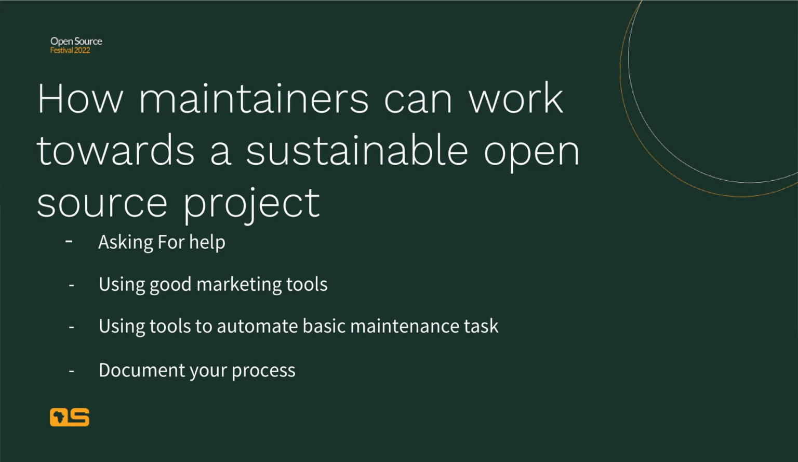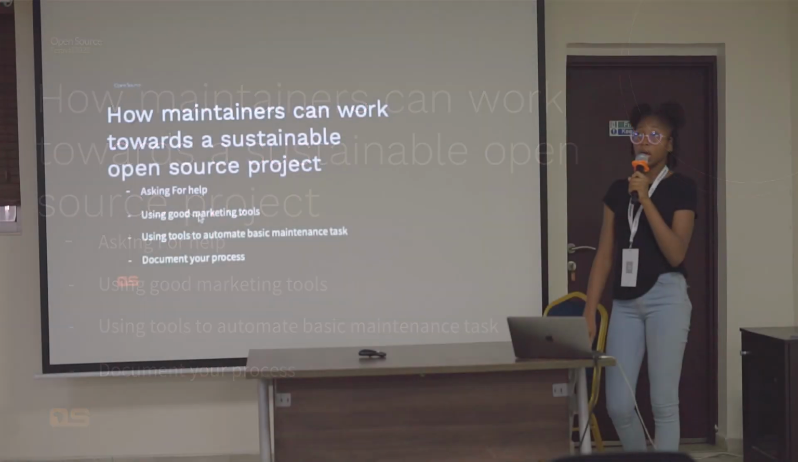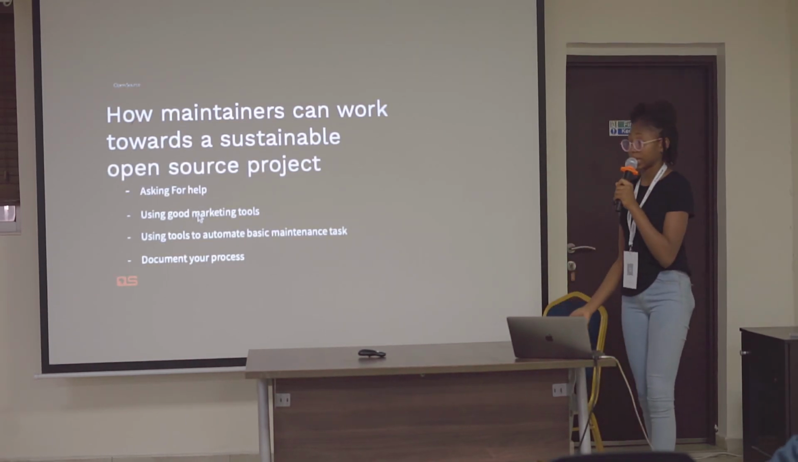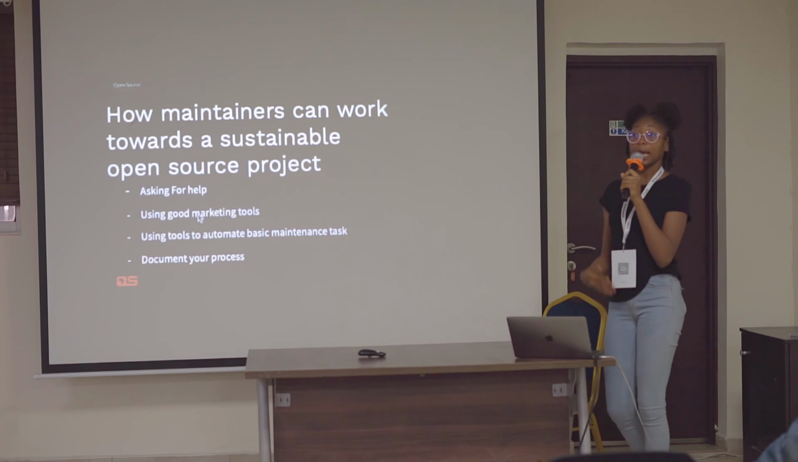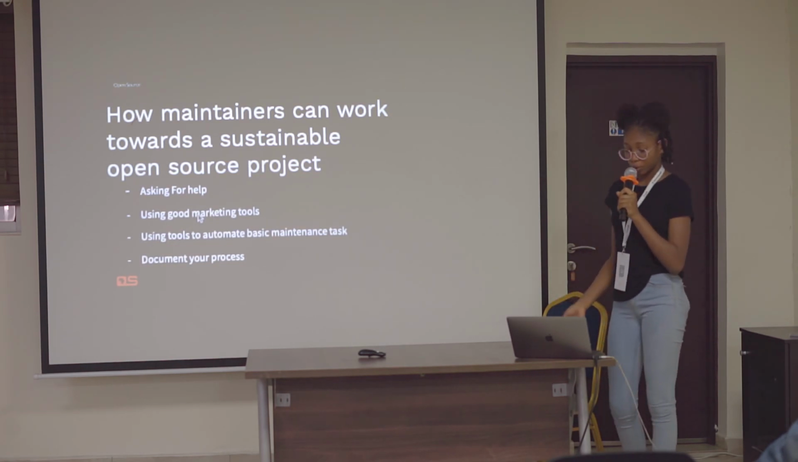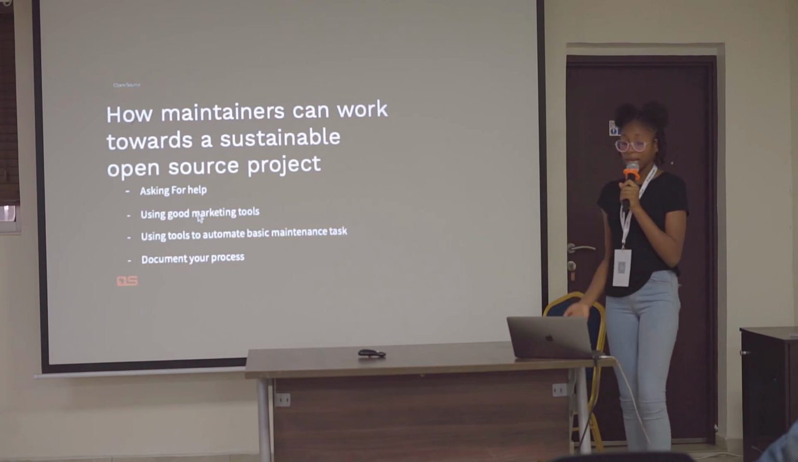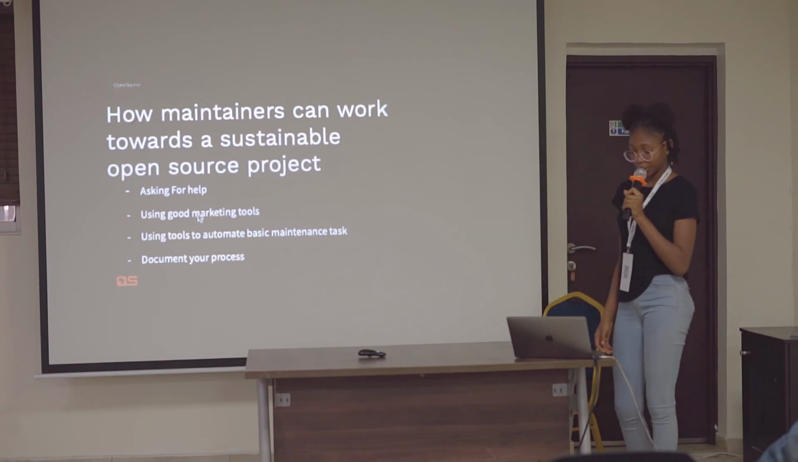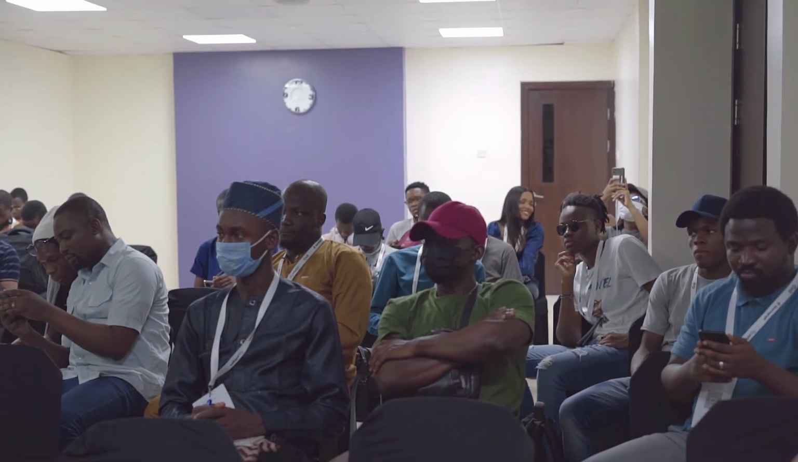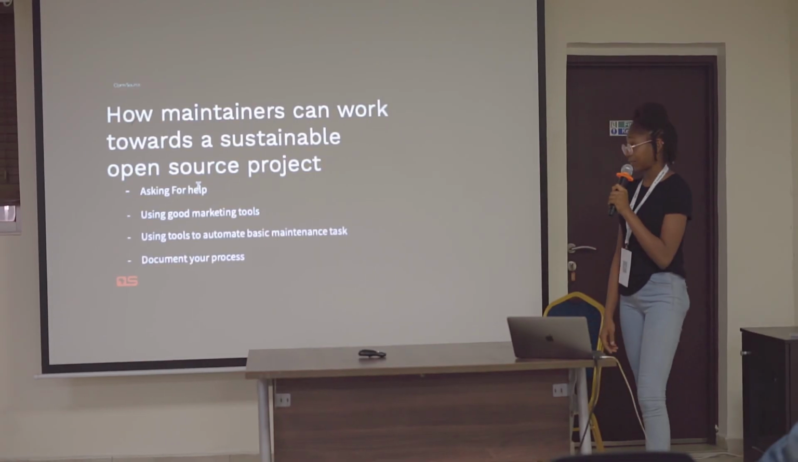Making a living off of open source projects has been a really big dream because most maintainers work in their free time. They contribute to open source projects on a daily basis, but they never make a living off of it. They never gain money from open source projects. So in order to gain money, they need to make open source more sustainable. And to make open source more sustainable, they have to do the following. They have to ask for help.